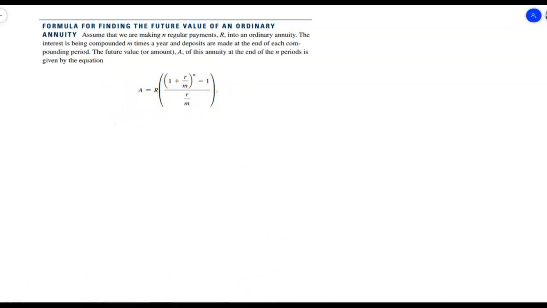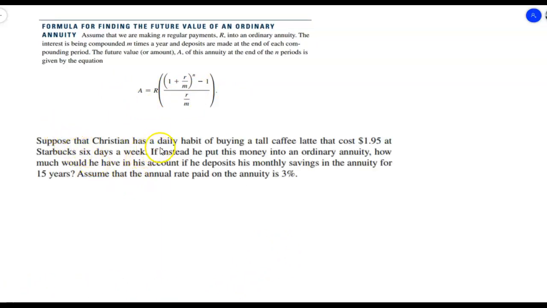All right, so let's go ahead and take a look at an example. Suppose that Christian has a daily habit of buying a tall cafe latte. Is that how you pronounce it? Cafe latte? That costs $1.95 at Starbucks 6 days a week. If instead he put this money into an ordinary annuity, how much would he have in his account if he deposits his monthly savings into the annuity for 15 years and he gets a 3% annual rate on that annuity?